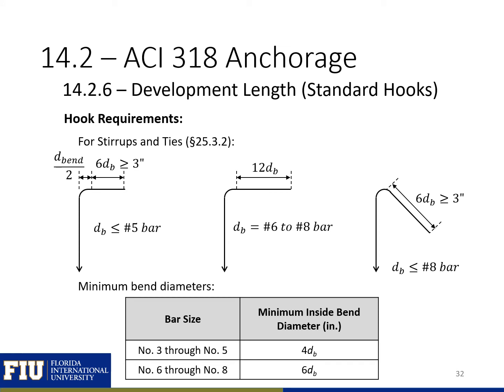The hook requirements for stirrups and ties are shown on this slide. You can see we have different requirements, whether we have a 90-degree bar, less than number 5s, or number 6 to number 8 bars. And also if we have a 135 degree hook for less than number 8 bars, then you can see the required leg extension of 6 times the diameter of the bar. You can also see the minimum bend diameter is shown here. So for number 3s through number 5s, 4 times the diameter of the bar, and for number 6s through number 8s, 6 times the diameter of the bar.